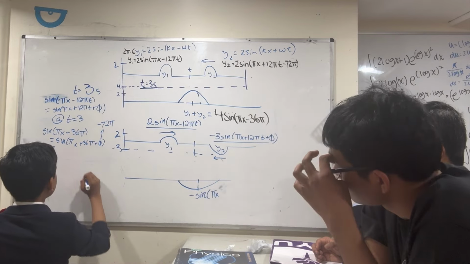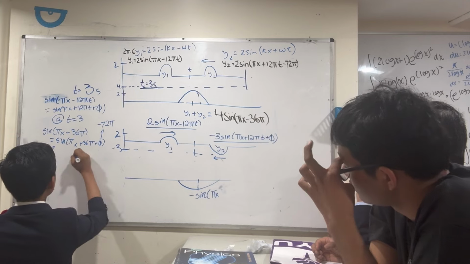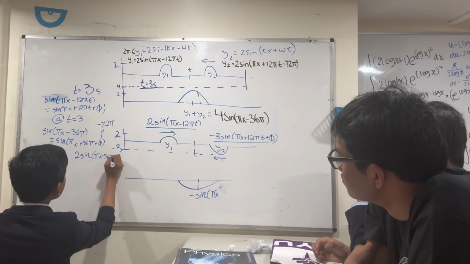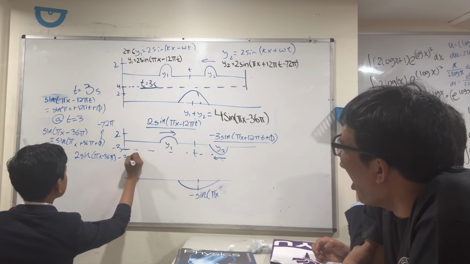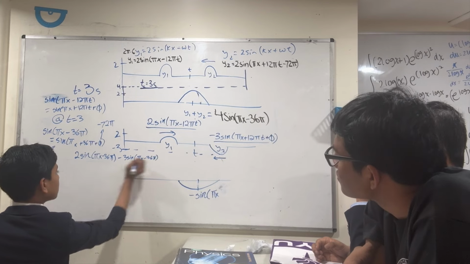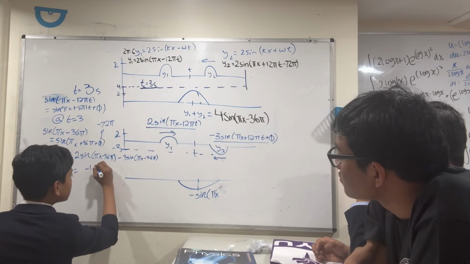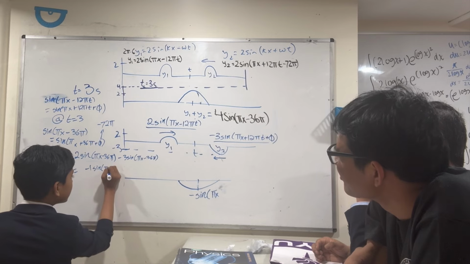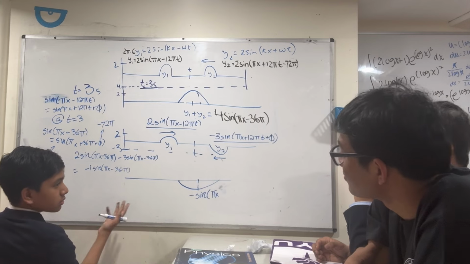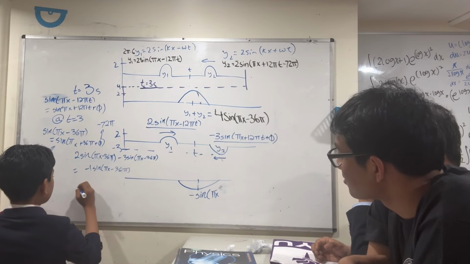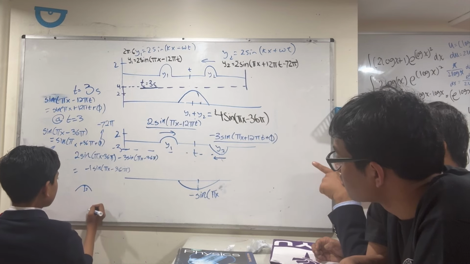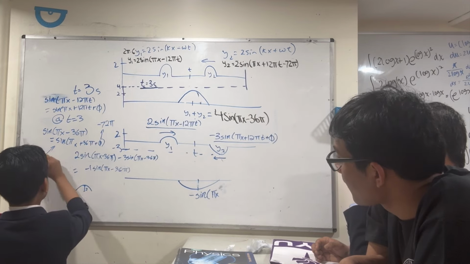So once you add these two together, you get 2 sine pi x minus 36 pi minus 3 sine pi x minus 36 pi. So this has to be minus 1 sine pi x minus 36 pi. I think that's okay. So anyway, you can write y1 plus y2 is equal to that.